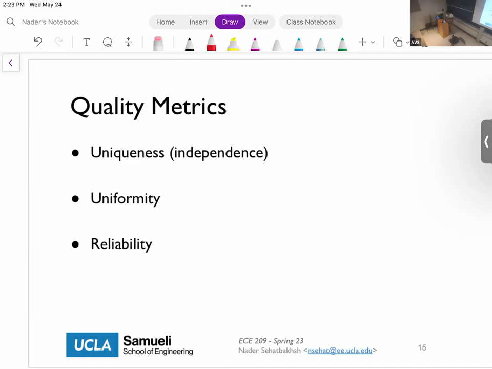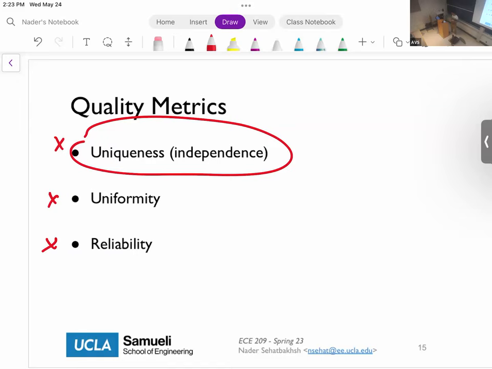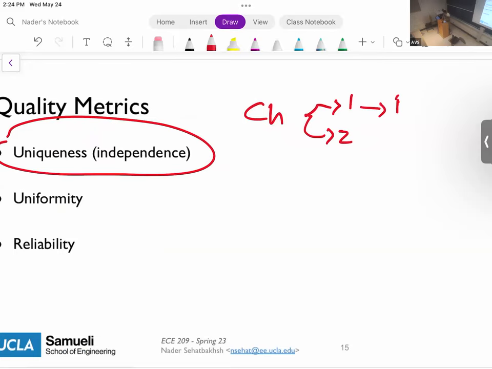Okay, so there are three things that we're looking for in a PUF system: uniqueness, uniformity, and reliability. What is uniqueness? Uniqueness, in other words independence, means that if I send the same challenge to device one and device two, obviously the responses should be different. So R1 and R2. You want to have independent, unique responses for each of these challenges, okay? Because in that case, you can, for example, use this for key generation and so on. If these are the same, then an attacker can get their hands on device two and then attack device one, because device two becomes the perfect replica of device one.